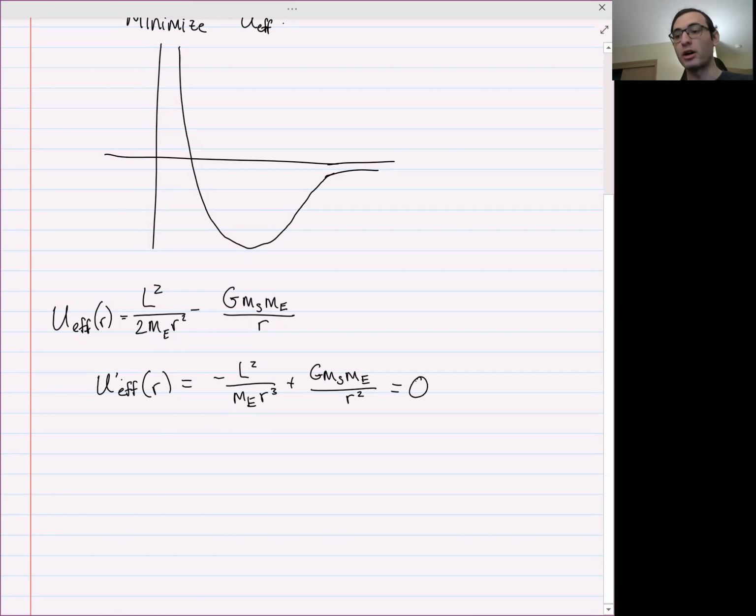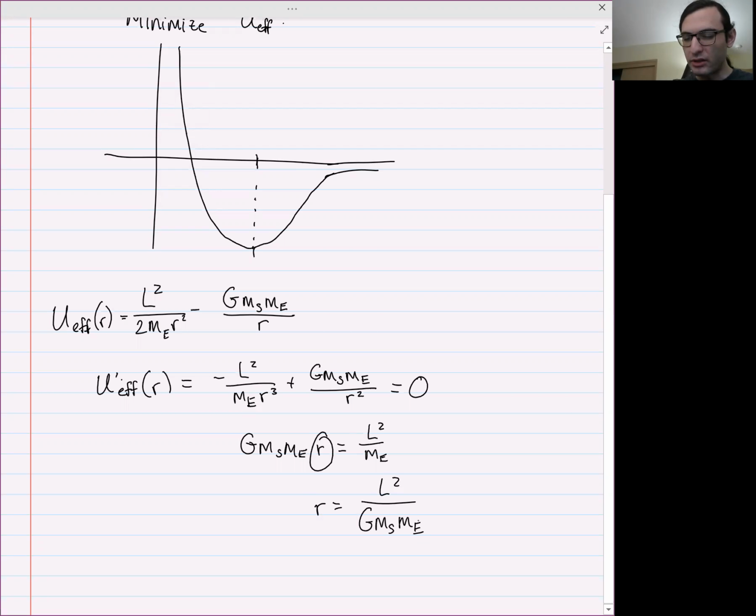And we just want to set this equal to 0. Now we can multiply through by r squared, or even r cubed, just to simplify things. We multiply by r cubed and get that G m_s m_e r equals L squared over m_e. So this is the place where it's minimum, right? When you solve for r here, r in that case is just equal to L squared over G m_s m_e squared.